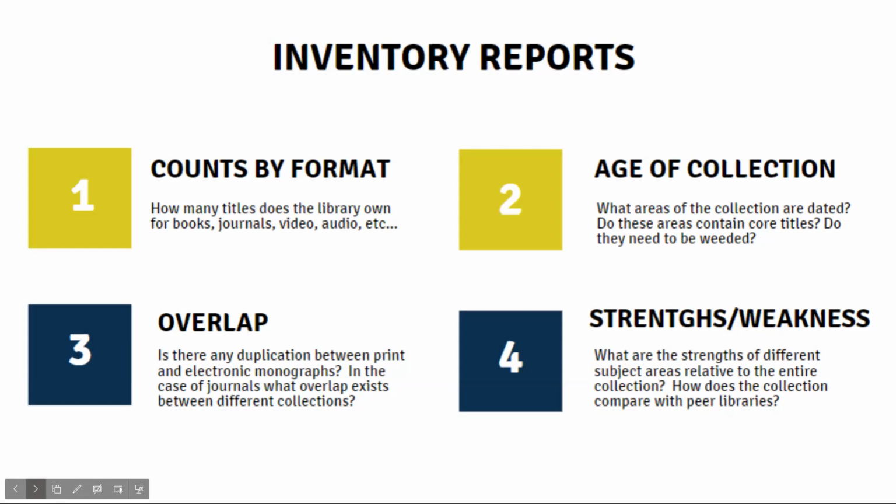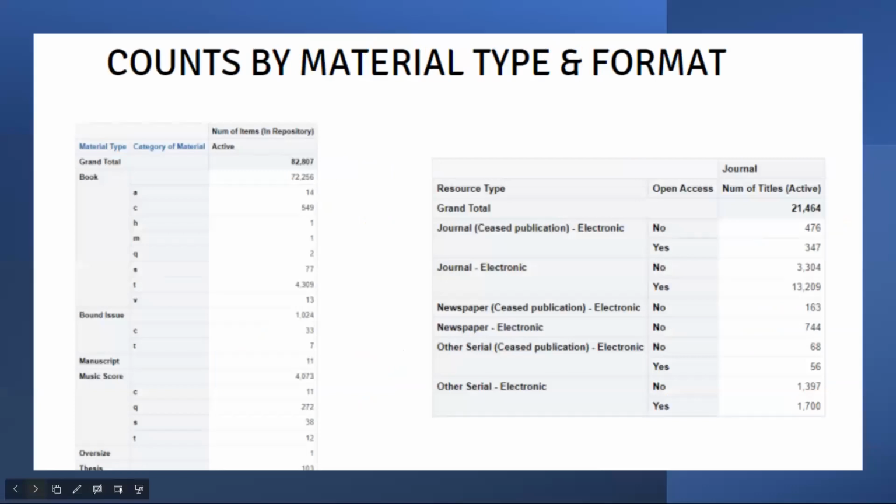Then we have overlap reports. Those would measure the amount of duplication in your collection, such as between different formats, physical and electronic, but also between different databases. And then you have strength and weaknesses reports, and that would inform you as to whether your collections are strong compared to different areas in your collection, or you could do peer-to-peer reports and compare yourself to another institution. Shown here on this slide are reports for counts by material type and format.